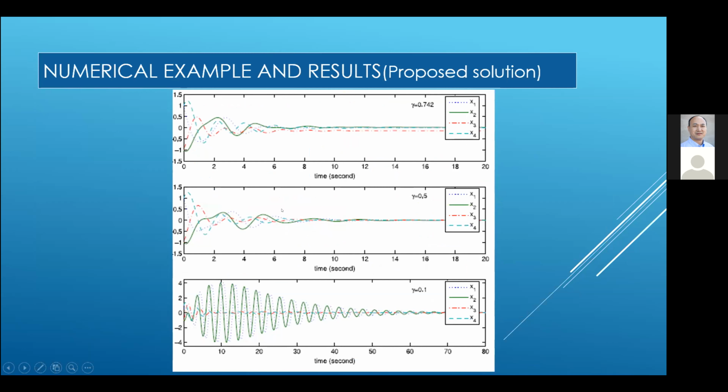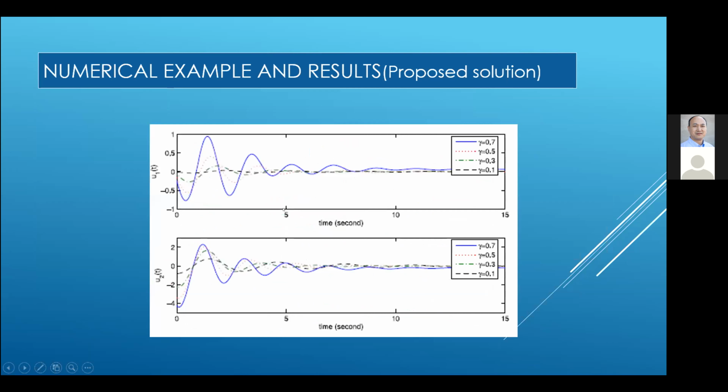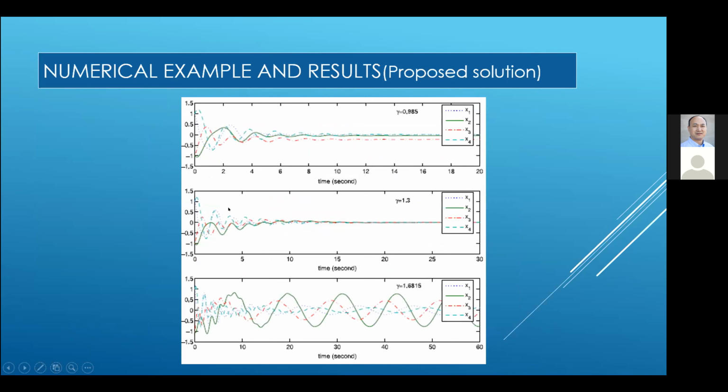So again, those are the closed loop system states. Then those are the control signals for the different values of gamma here. They also wanted to show that beyond a specific threshold, gamma will make the system unstabilizable. So after a threshold, again, you can see that the states are unstable.